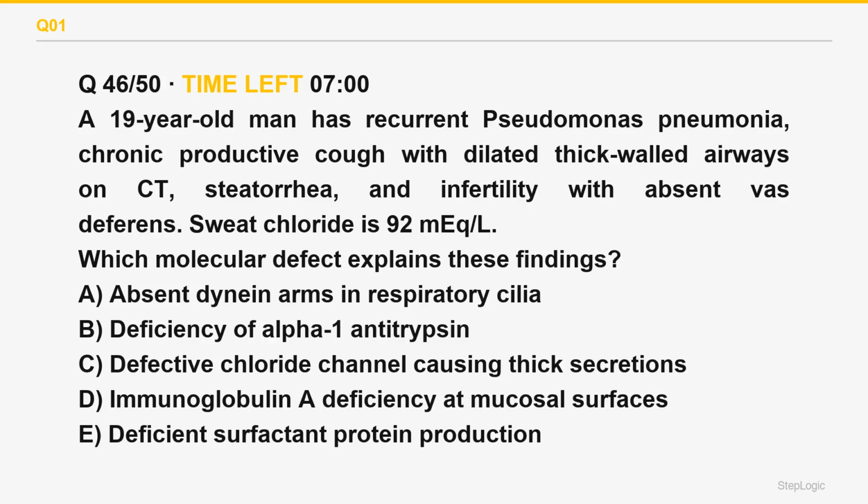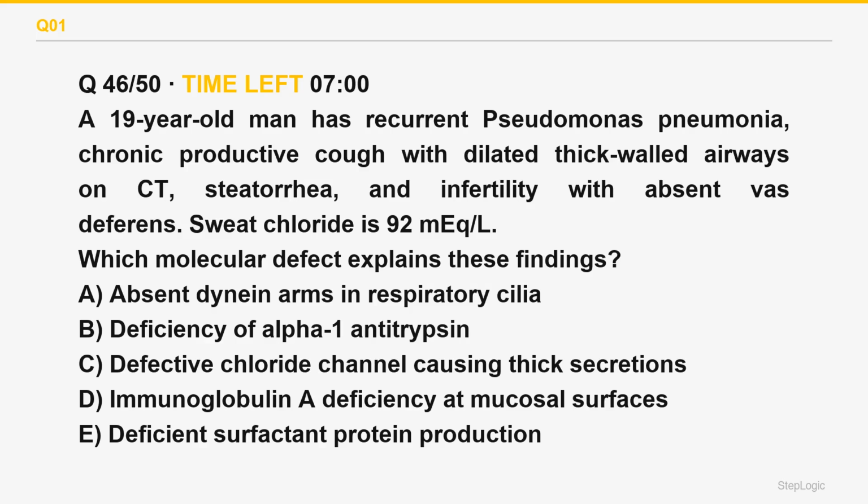Which molecular defect explains these findings? A 19-year-old man has recurrent Pseudomonas pneumonia. Chronic productive cough with dilated thick-walled airways on CT, steatorrhea, and infertility with absent vas deferens. Sweat chloride is 92 milliequivalents per liter. Read the command. The molecular defect.